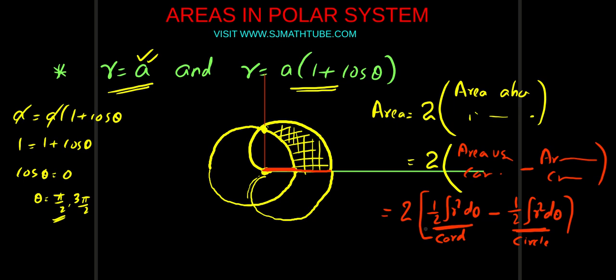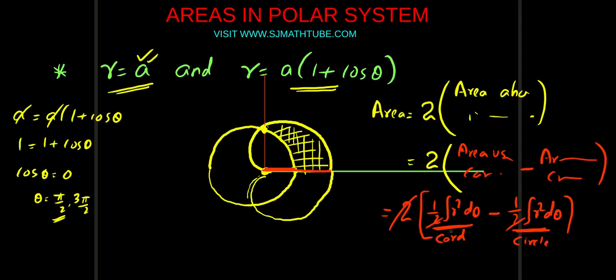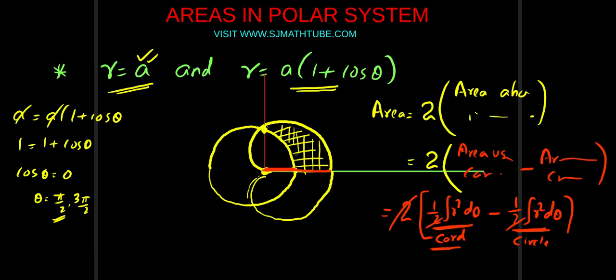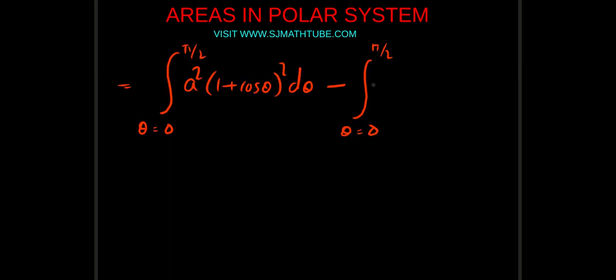Okay, now tell me, I'll write in the next page, this 1 by 2 will come outside and this 2 will get cancelled. So I'm going to write very clearly, theta varies from 0 to pi by 2, and I told you in the first one you have to use the cardioid. So I'm going to use a square into 1 plus cos theta the whole square d theta minus, in the second one, it's the same limit, it's the same thing, but I had to use the equation of the circle. That is a square, r is a square d theta.